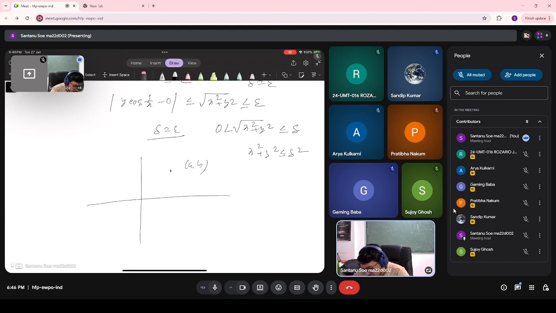Even you can invent your own new method for giving a different definition of continuity. You can ask me why you are not taking this neighborhood. This is also valid. As a mathematician, I can tell you that this neighborhood is also valid. So now if you say this neighborhood is N delta of a comma b, and whenever x comma y belongs to this neighborhood, it implies f of x comma y minus 0 is less than epsilon, then this is also a valid definition of continuity at the point 0 comma 0.